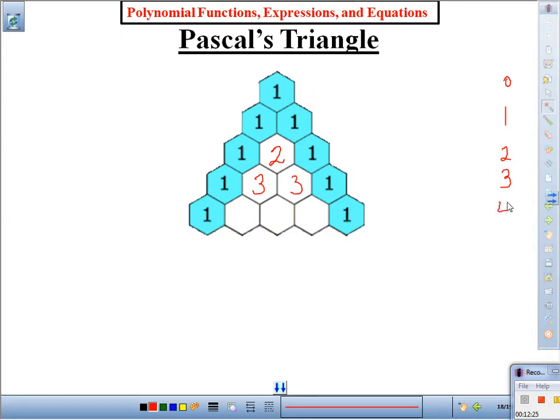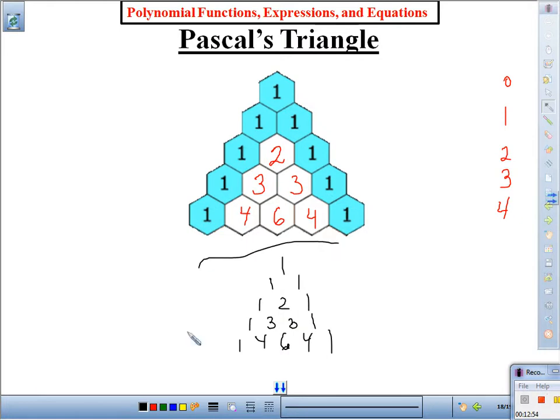Next row, what? 4. Row 4 is, start with 1 and end with 1. What is 1 plus 3? 4. What is 3 plus 3? 6. What is 3 plus 1? 4. And that's row 4. Pretty simple. Another way of writing it without drawing all these figures, you just do 1, 1, 1, 1, 2, 1, 1, 3, 3, 1, 1, 4, 6, 4, 1.